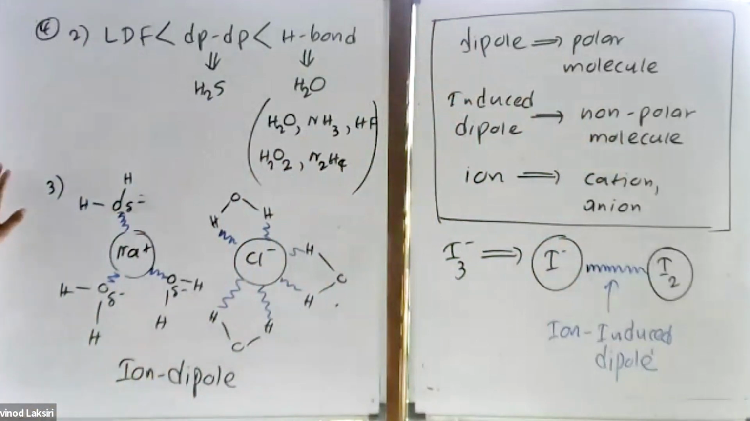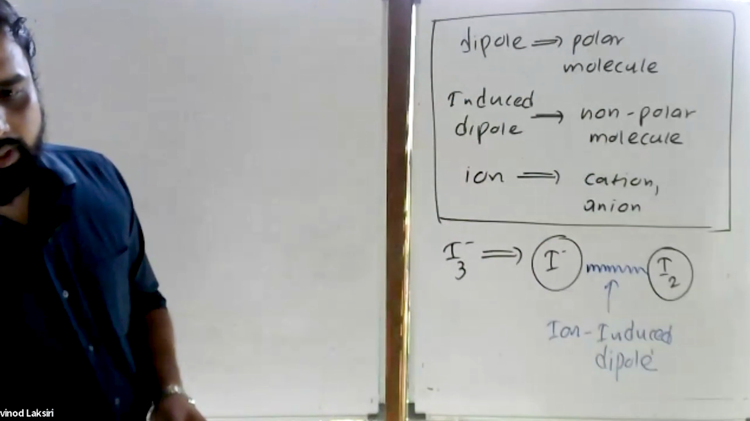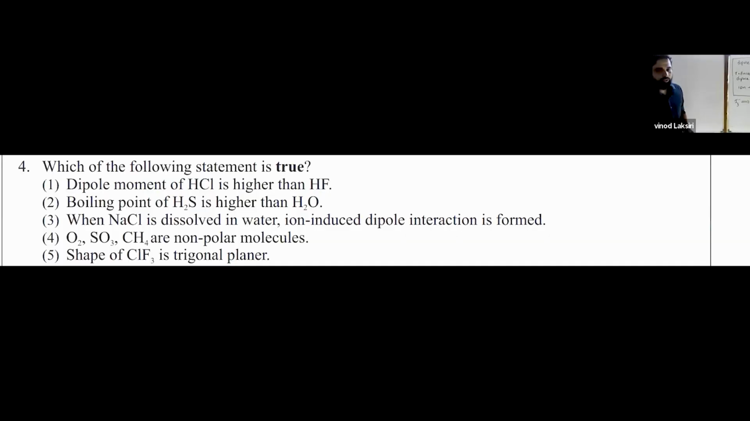Okay, and the third statement, you can write down this one. In this statement it is given that sodium chloride is dissolved in water, ion induced type. It is false. It should be ion dipole. What is water? A polar molecule. Therefore, the dipole word should be used, right? So generally remember, when an ionic compound is dissolved in water, ion dipole interaction is formed, right?